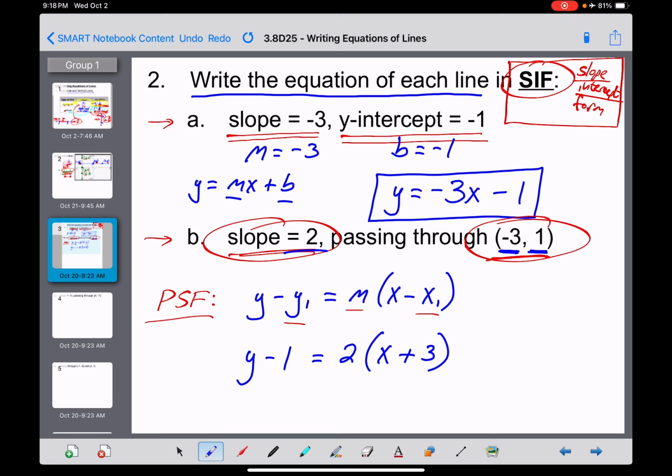And if the directions just said write an equation of each line, we'd be done. But the directions specifically say, and most of your homework questions will say this too, write the answer in slope-intercept. So we started in point-slope because that was the information we had. We knew a point, we knew the slope. So that's where we began, but we're not done now.